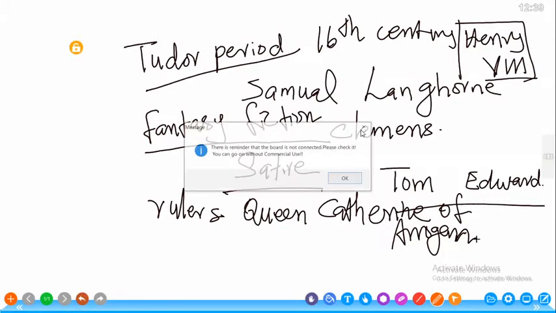Next one is Jane Seymour, whose son is the joint hero of this story, called Prince Edward.